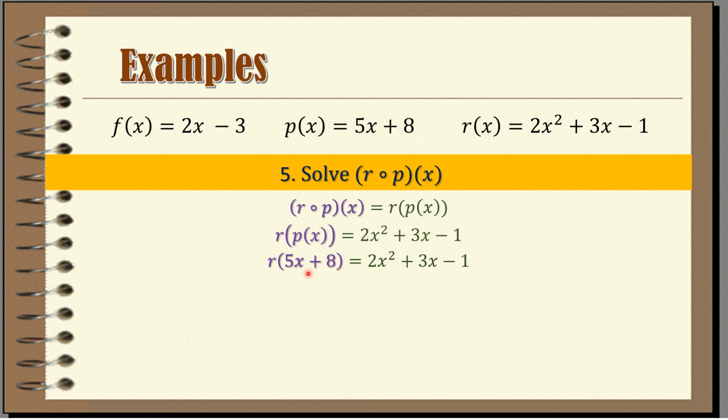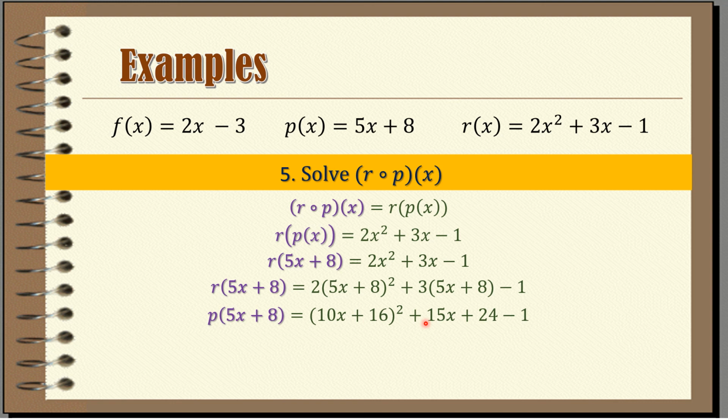Then we are going to substitute this value to each x variable on the right side of the equation. So we have here 2 times the quantity of 5x plus 8 raised to the second power, plus 3 times the quantity of 5x plus 8, minus 1. Then we're going to distribute 2 on each term and 3 on each term. So we have here 2 times 5x, that is 10x. 2 times 8, that is 16. Then 3 times 5x, that is 15x. Then 3 times 8, that is 24. Then bring down minus 1.